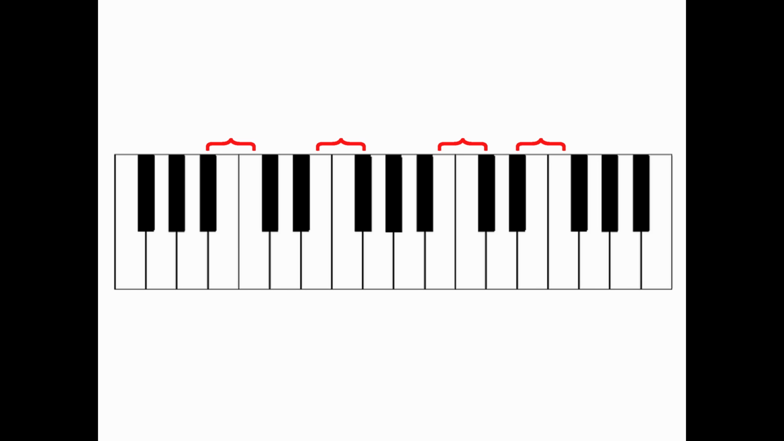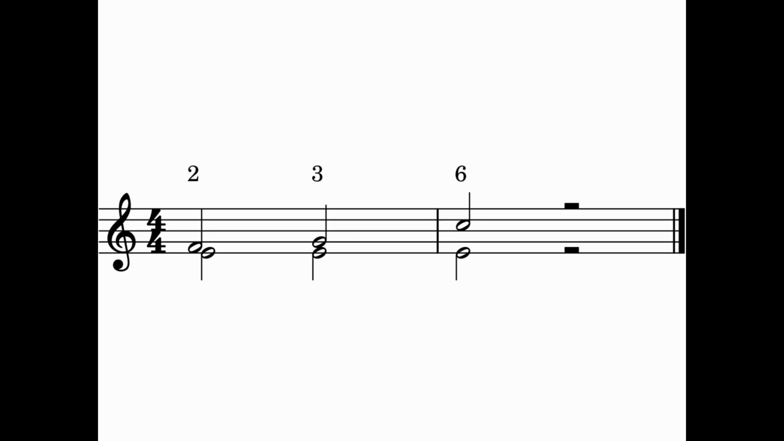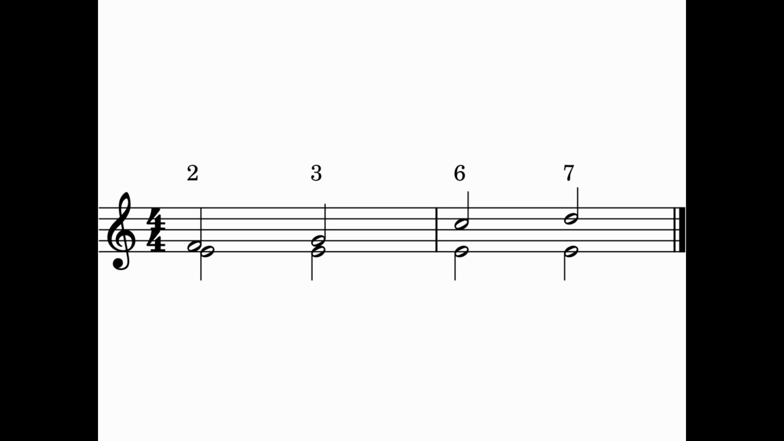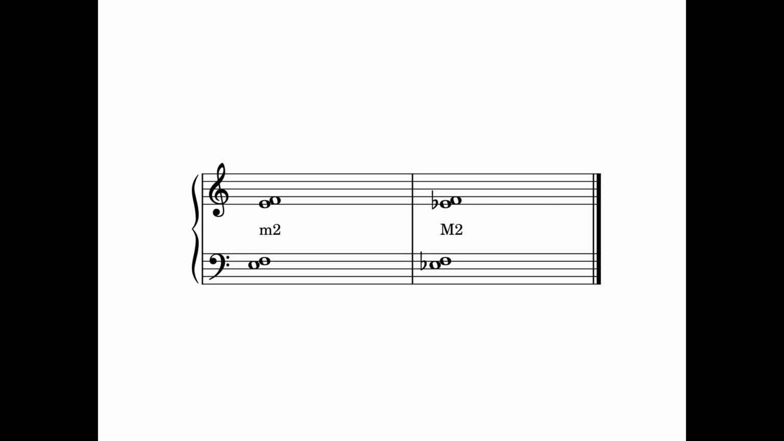Intervals can also be referred to by a name that precedes the number. These include major, minor, perfect, augmented, and diminished. Let's take a look at major and minor first. Only certain intervals can be labeled major or minor. These are intervals that have the number 2, 3, 6, or 7. As mentioned before, the minor second is equal to 1 half step, and the major second is equal to 2 half steps.